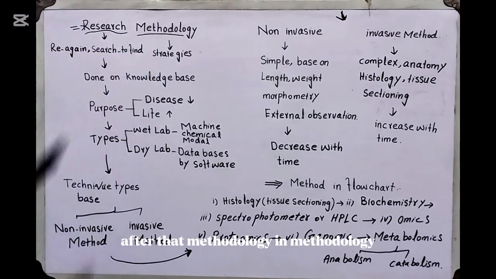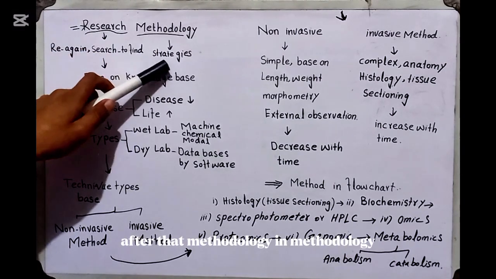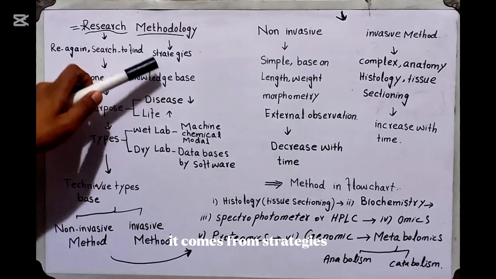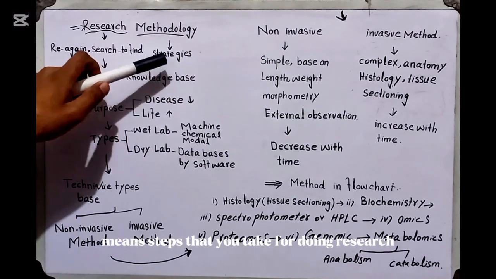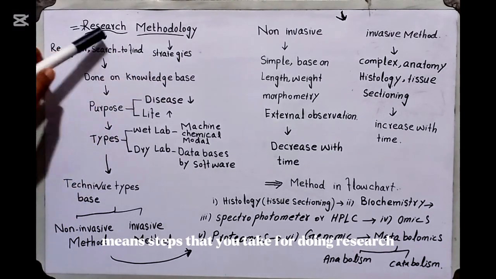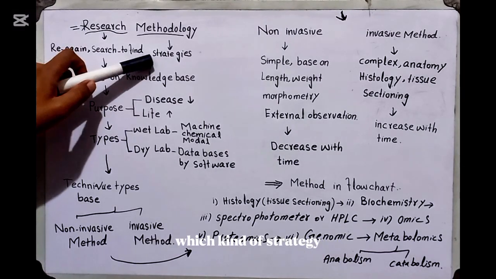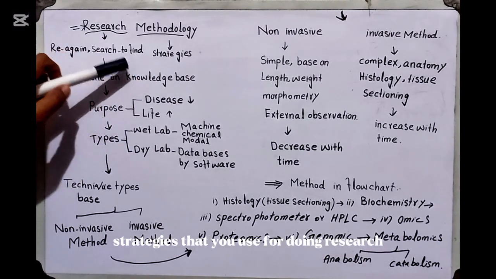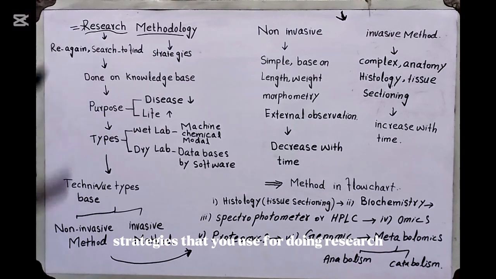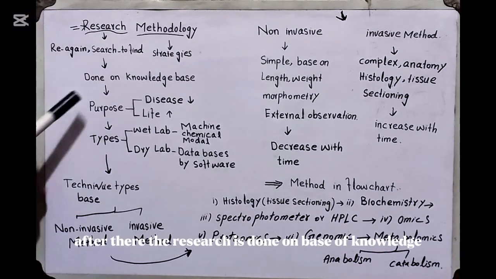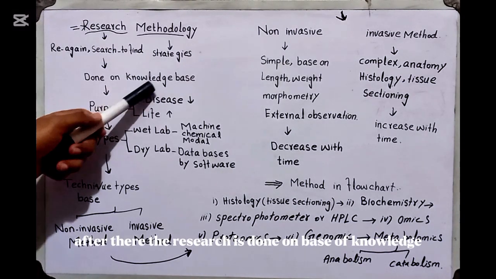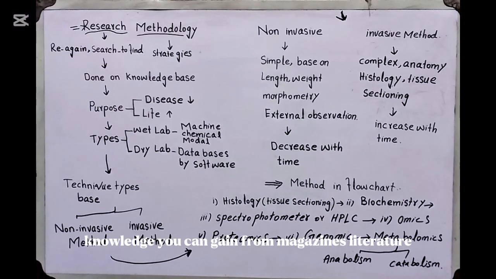After that, methodology. Methodology comes from strategies, meaning the steps that you take for doing research, and which kind of strategies you use for doing research. After that, research is done on the basis of knowledge. Knowledge you can gain from magazines, literature, novels, articles, and books.